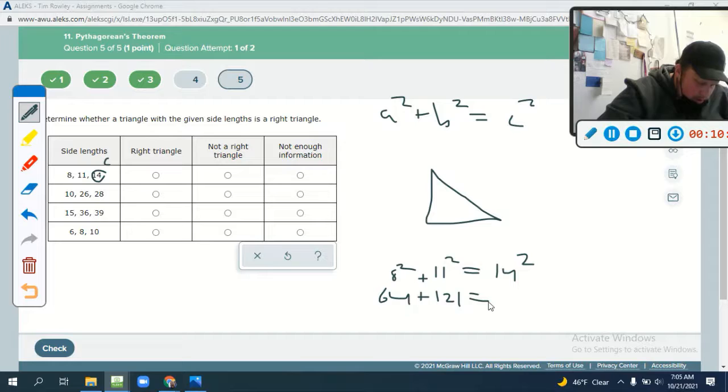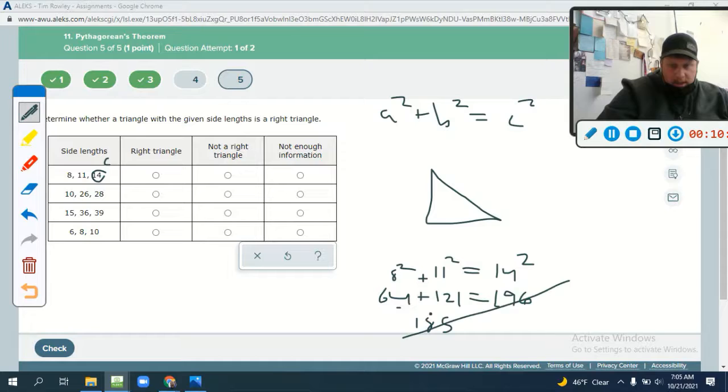Oh, no, wrong button. 14 squared. I'm using the calculator over here. Is 196. I recommend you buy one or go to the library and check one out. I'm going to say no, because 64 plus 121, what is that? 185? That's not 196, is it? Nope. So that's not true. So we would say not a right triangle.